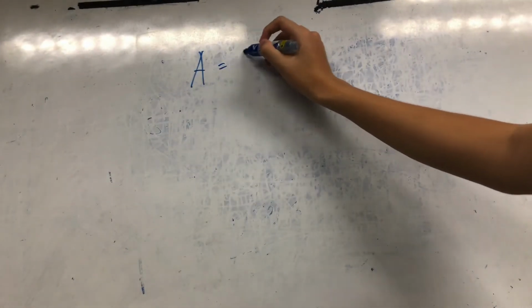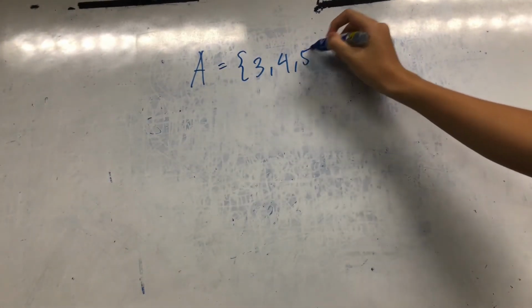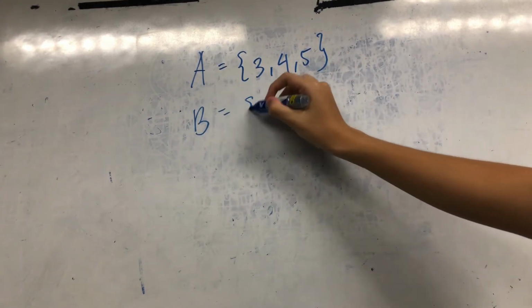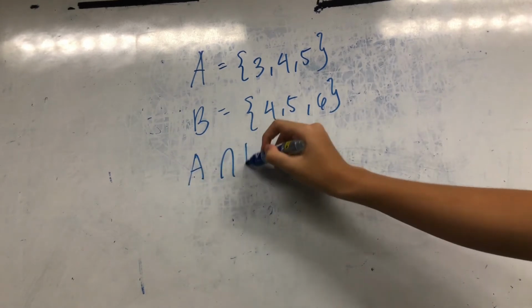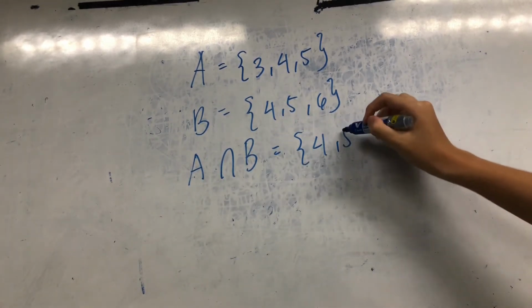Mathematically speaking, say we have a set A with members 3, 4, and 5, while another set B has members 4, 5, and 6. The intersection between sets A and B is another set with members 4 and 5.